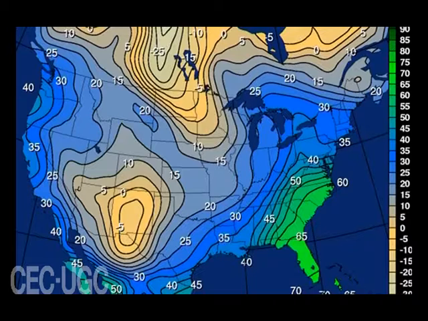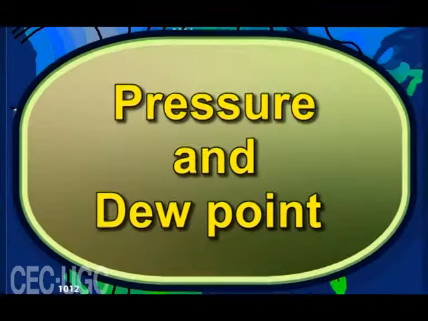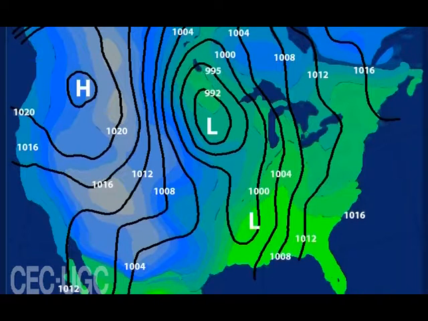You can check the current map, which is to the right, to see if there are areas that also appear to be affected by dry lines. Pressure and dew point. This panel depicts sea level pressure and dew point temperature. This chart is useful for finding fronts and high and low pressure systems.